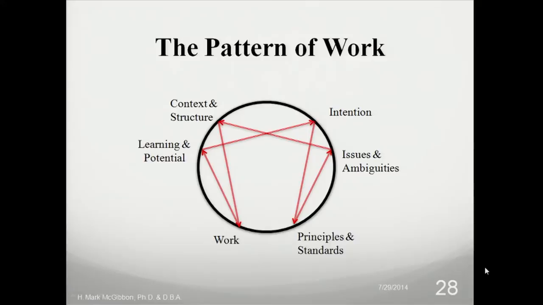So what are our employees concerned with? Well, if we start off with the intention, why are we here at work? And we follow that arrow down. We're on slide 28 for our audience. And we follow that arrow down to the principles and standards. What are our professed things that we say that we do? And then we go back up. Okay, we have this: why are we here at work? What are we supposed to do? And then we go back up to issues and ambiguities.